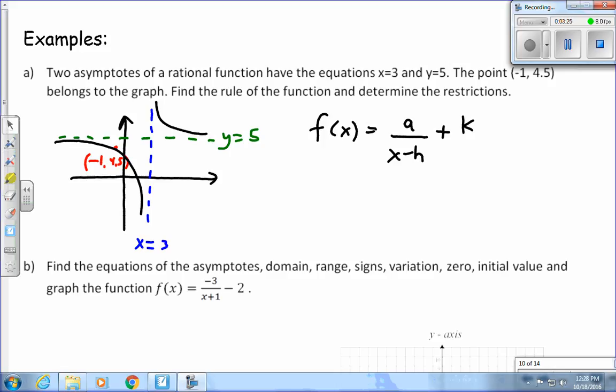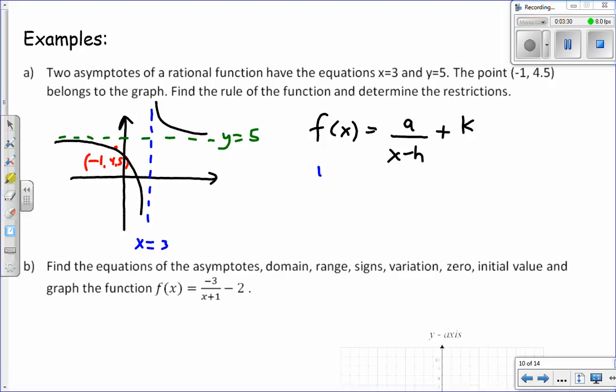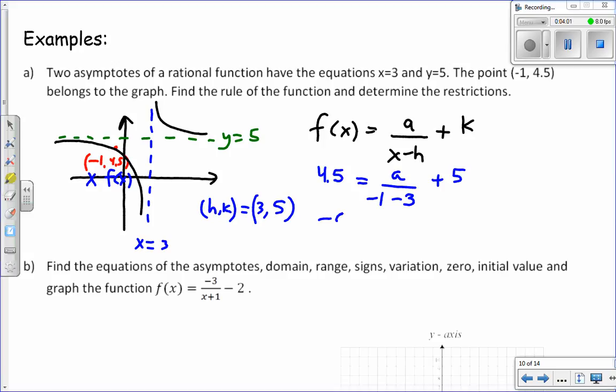f of x is equal to a over x minus h plus k, and then you plug in the values that you know. So I know my y. I suggest here you write f of x under your point, so you're not mixing your numbers up. 4.5 is a over negative 1 minus h plus k. You should know your h, k here is 3, 5. It comes from your asymptotes. And then I simplify and solve for my a. The 5, I bring it on the other side, so minus 0.5.